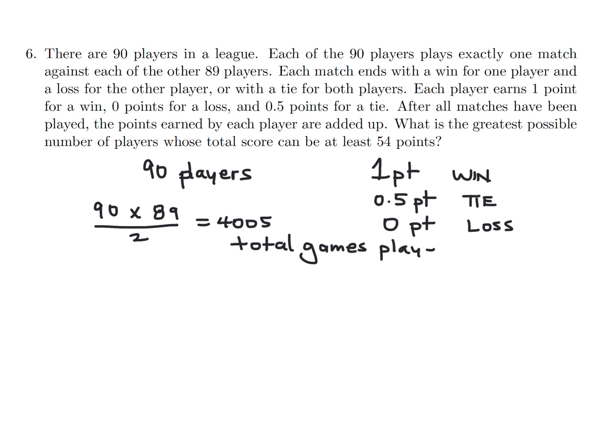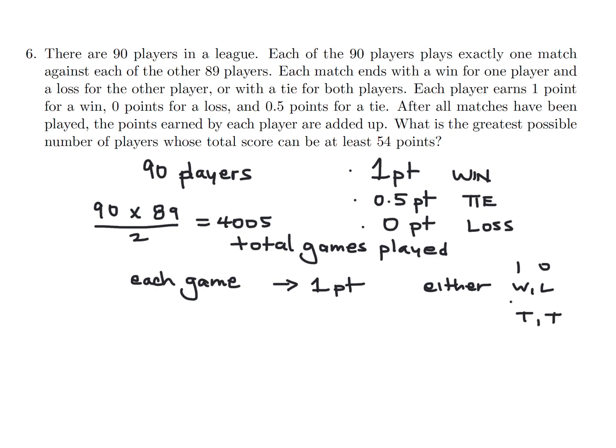Now each game results in 1 point. If it's a win-loss, it would be 1 plus 0. If it's a tie, it would be 0.5 plus 0.5, so each player would get 0.5. So each game has a total of 1 point being awarded, either a win-loss situation, which would be 1 and 0, or a tie situation, which would be 0.5 and 0.5. So for 4005 games, there would be 4005 points.